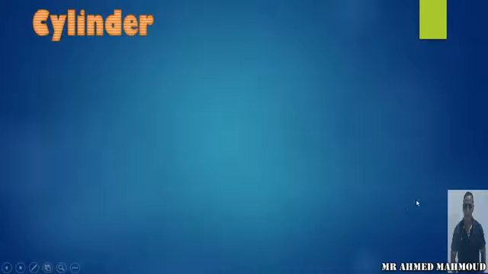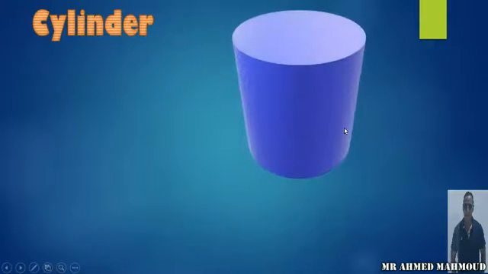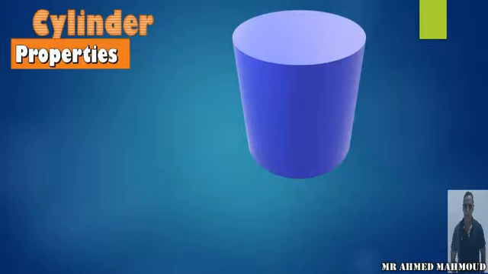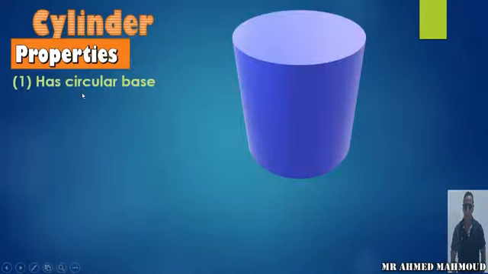The next we have a new shape which is called the cylinder. Okay, we know the cylinder is like this. It's a circular prism. It has a base in the shape of a circle, and this one is called the height of the cylinder. The properties of the cylinder. The first property is that it has a circular base, as we see.